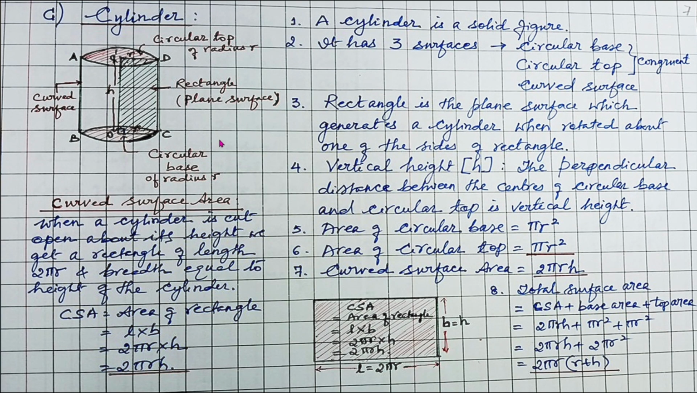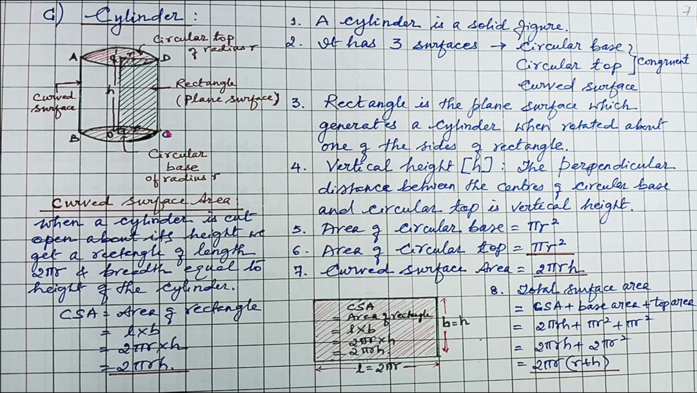Now coming to the next important solid figure, and that is the cylinder. Now what is a cylinder? It is a solid figure. It has three surfaces, that is a circular base, circular top, and the curved surface. The circular base and circular top are congruent surfaces. Now a rectangle is the plane surface which generates a cylinder when rotated about one of its sides. This is a very important point. So if you want to generate a cylinder, take a rectangle and rotate it about one of its sides.